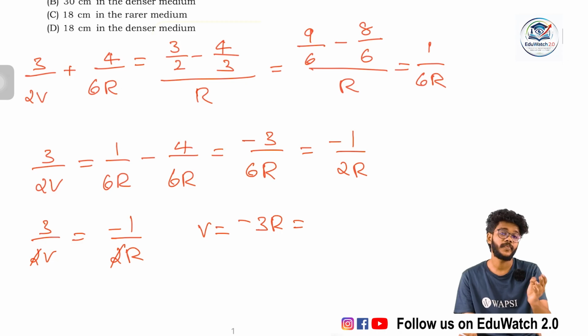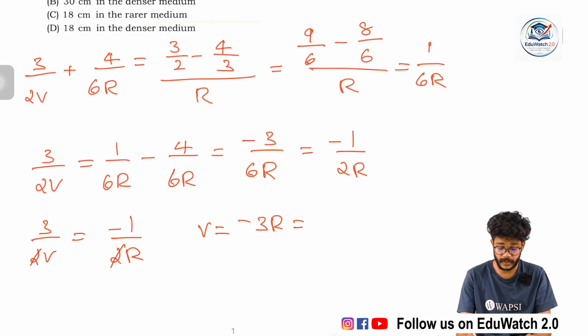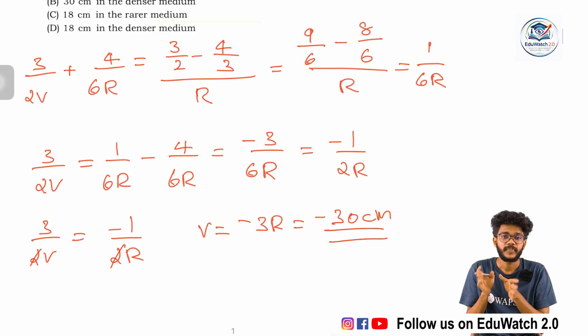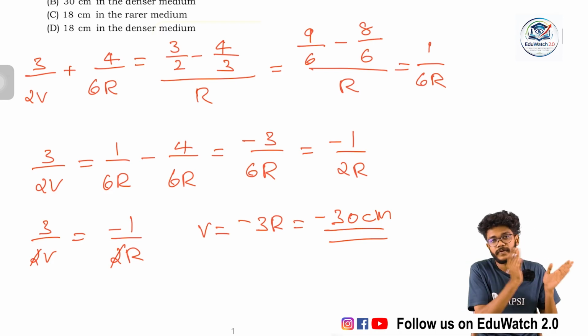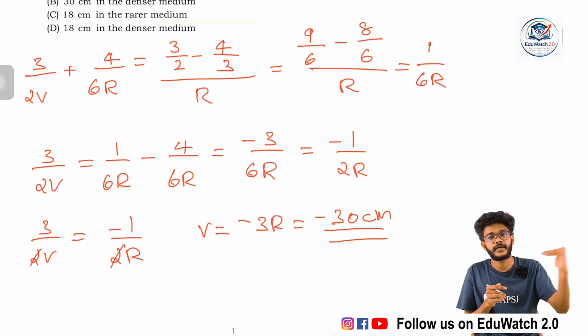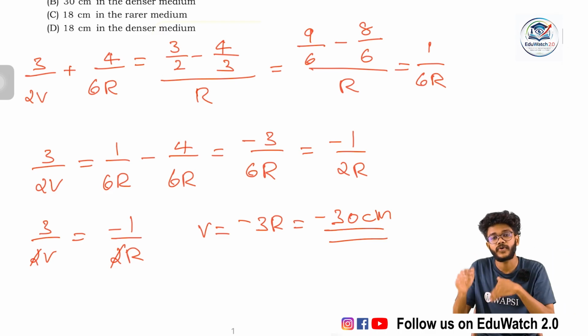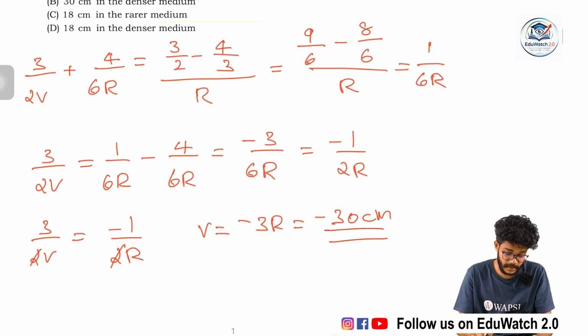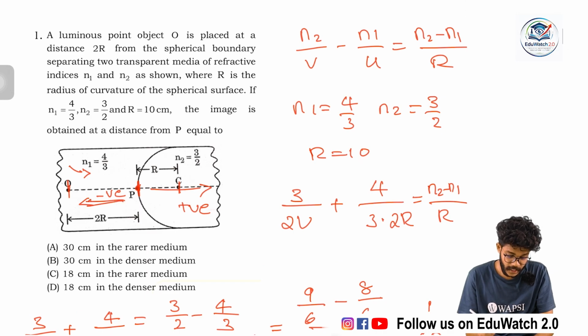Okay. So what is the value of R? R is given as 10 centimeter. So minus 30 centimeter is v, and that is the answer. And what's the sign of this answer? That is negative. So negative means it is on the left side of the pole, opposite to the direction of the incoming ray. So the negative side is towards the left of the pole.